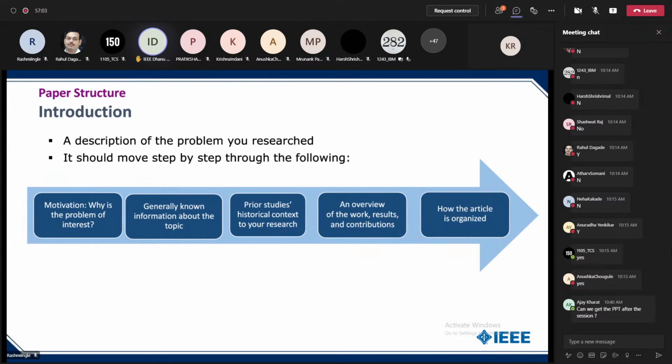You need to highlight some of the prior studies, that is the literature review, what you've carried out and what your findings are, and then an overview of the work, and also the results and conclusions, and then how the article is organized, like what the next steps are, such as methodology, results, etc. If you have any organization, that is something which has to be mentioned here. Next slide.